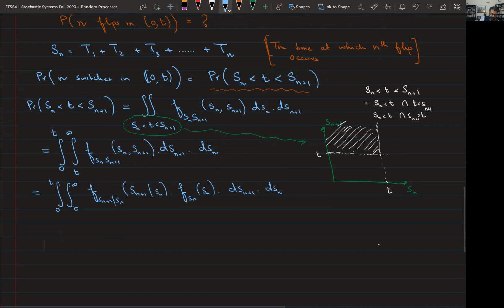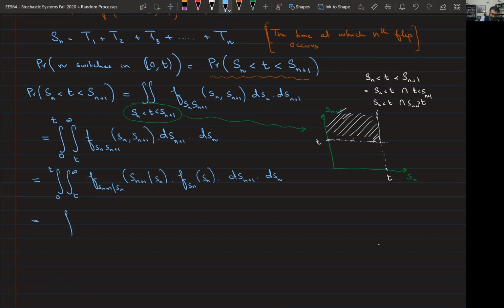And therefore, this is equal to the integral from 0 to t, and this is t to infinity f of Sn plus 1 given Sn, and let me pull up the dsn plus 1 here. Okay, so therefore this is one integral, and once I computed this integral, I can then just multiply it with f of Sn dsn. Okay, so far so good.